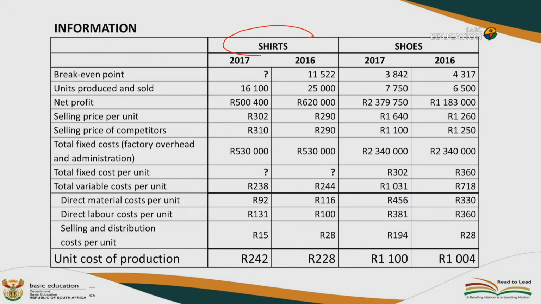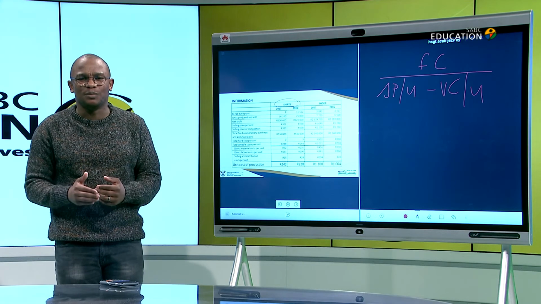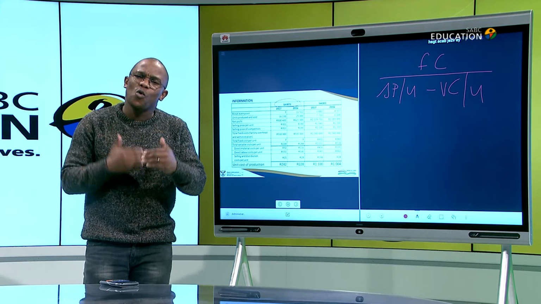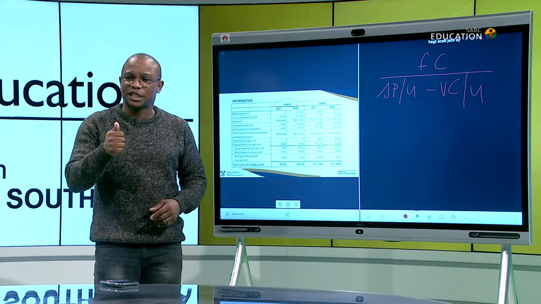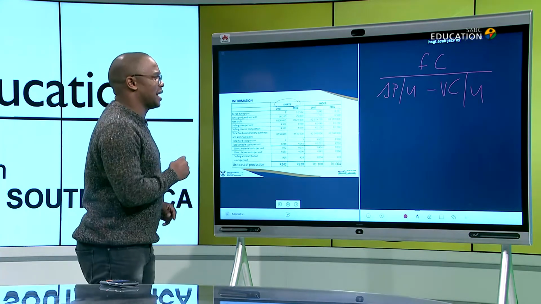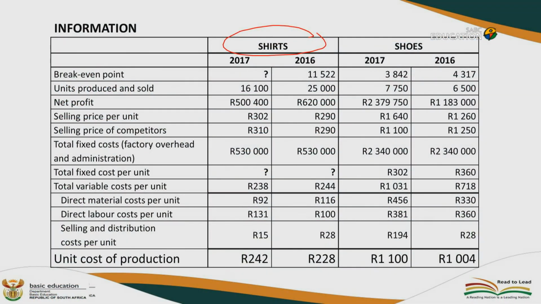For shirts. Please, dear learners, your answer book is not your question paper, but what is written in your answer book is a summary of what is in your question paper. Frequently check your question paper so that you know which product you are dealing with, because we have two, the shirts and the shoes. So let's calculate our break-even. That's question number one. Our total fixed cost, here it is.